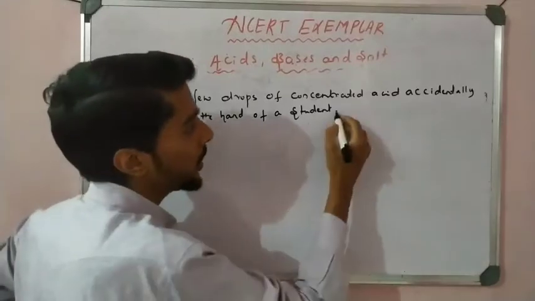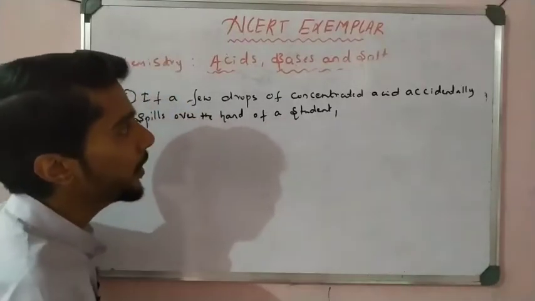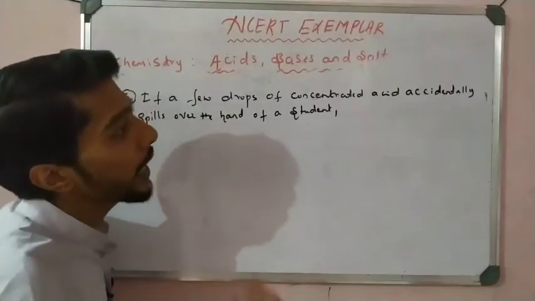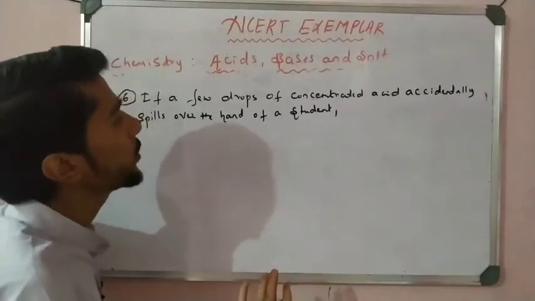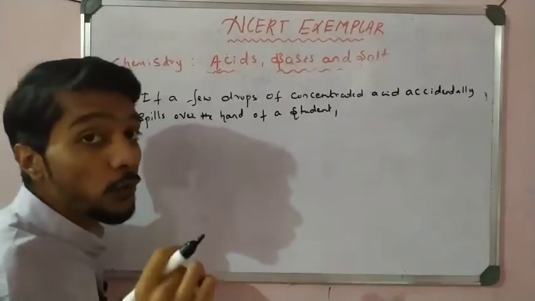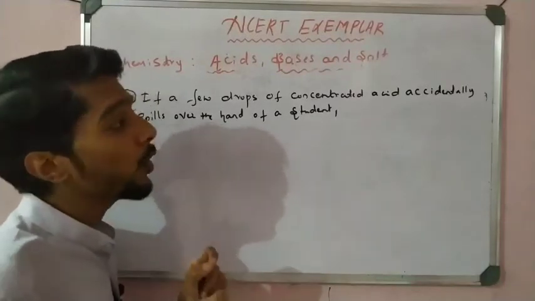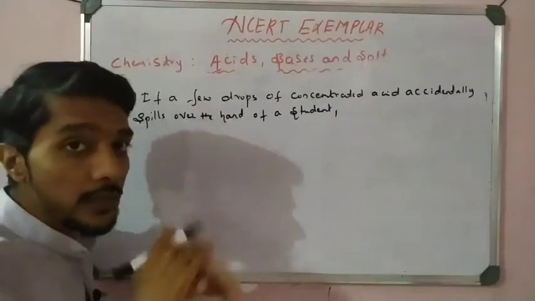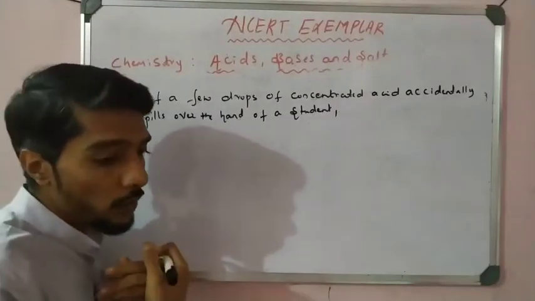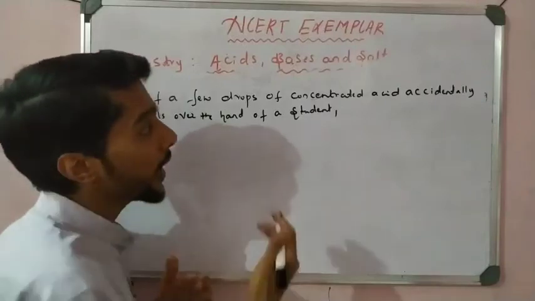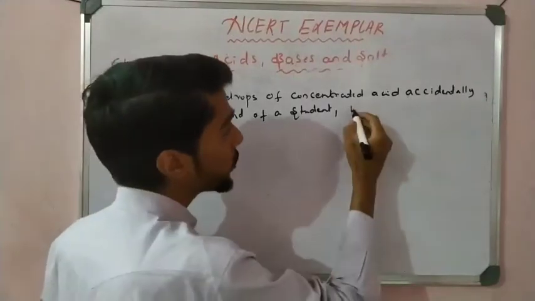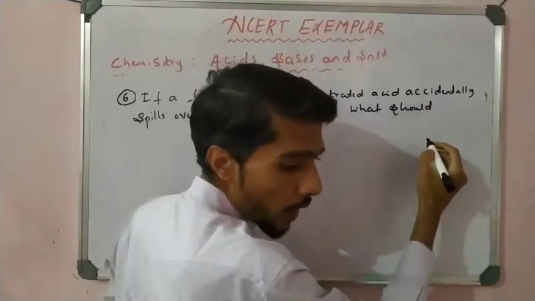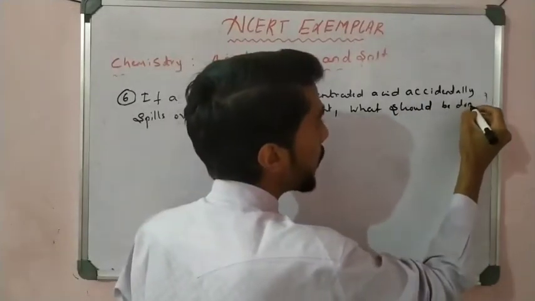This should not happen if you carefully do the experiment, but accidentally, by carelessness, some drops, only a few drops, not a full bottle, of acid spill on the skin of the student's hand. In that case, what should be done? That is the question here.